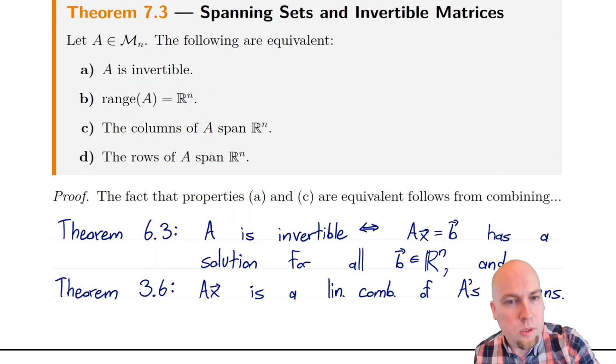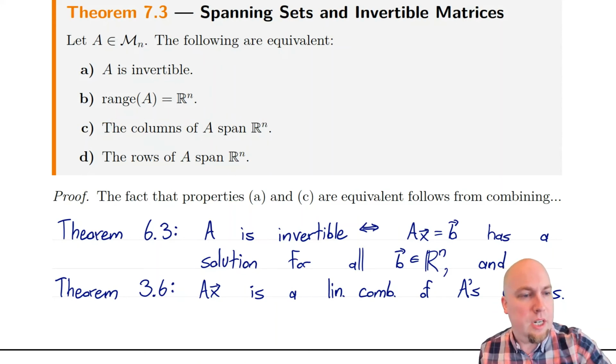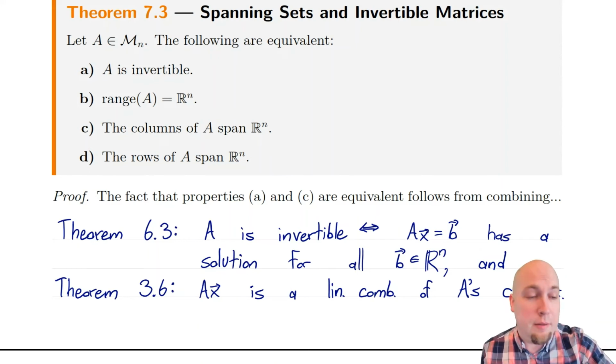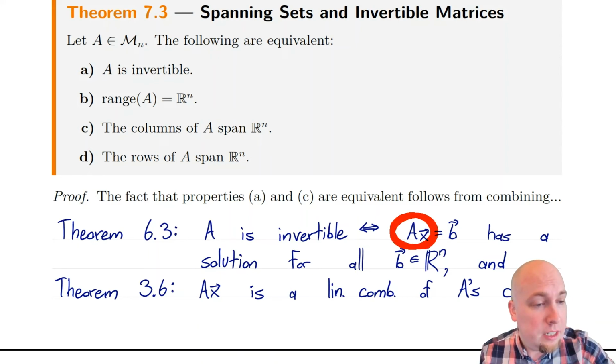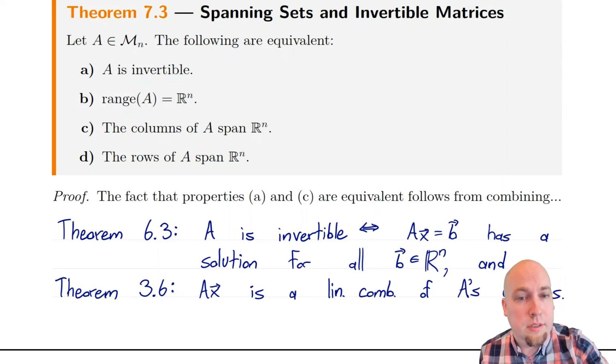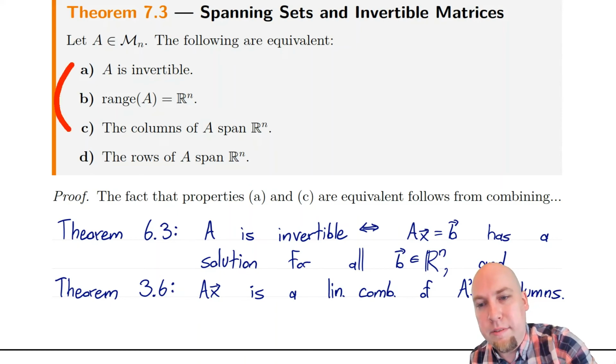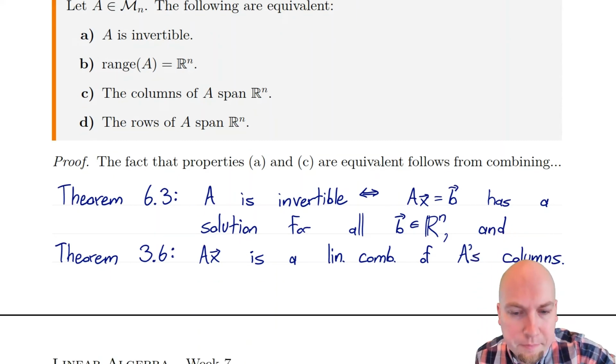Okay, in other words, the columns of A have to span all of Rn. No matter what vector from Rn I pick, I can always find some way of writing it as a linear combination of A's columns. In other words, it's always in the span of A's columns. All right, so you just stitch those two theorems together, you get equivalence of A and C almost immediately.